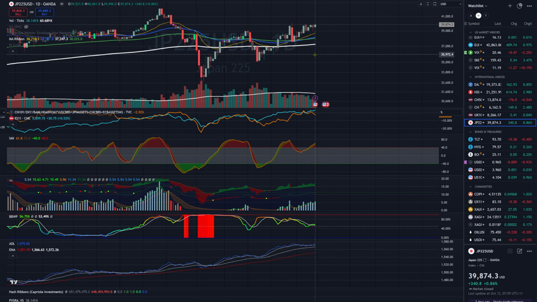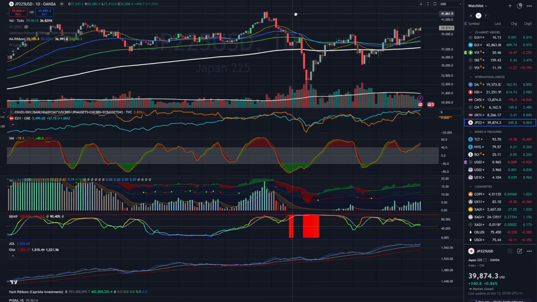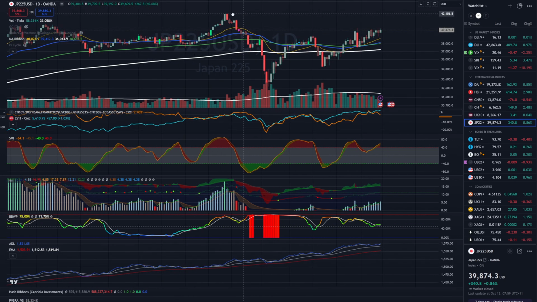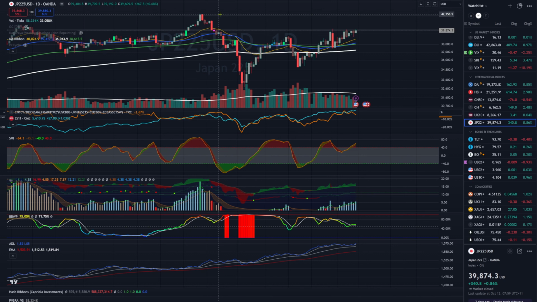The BBWP there is kind of not great on the Japanese market. I mean, it's strong-ish, but it probably needs to have a decent day today. We need to break this previous wick here. If it breaks that, then it probably does run up to this high here, up to the 42 mark.